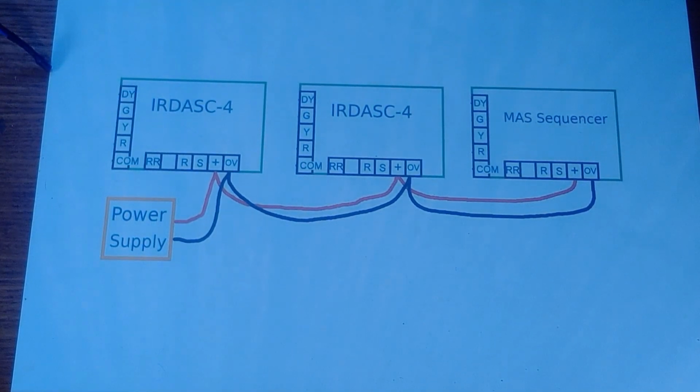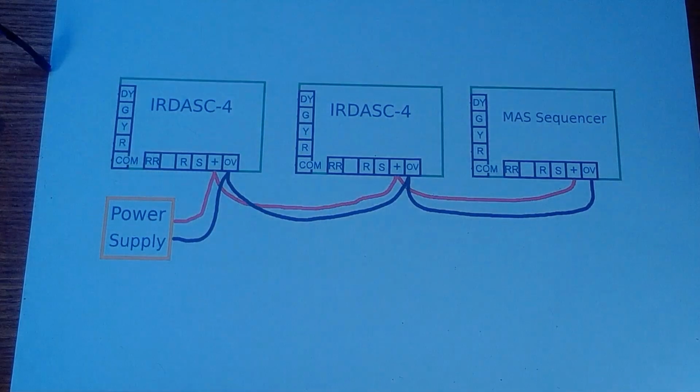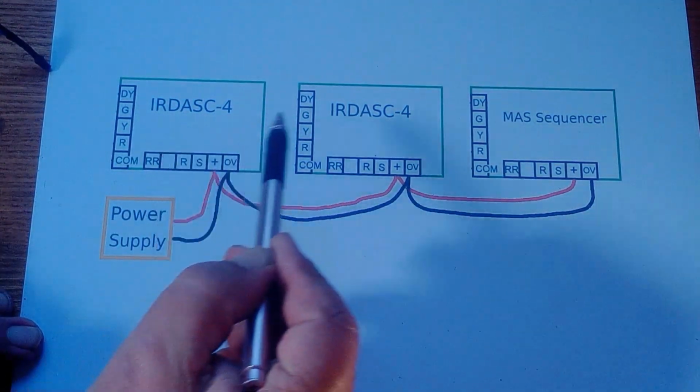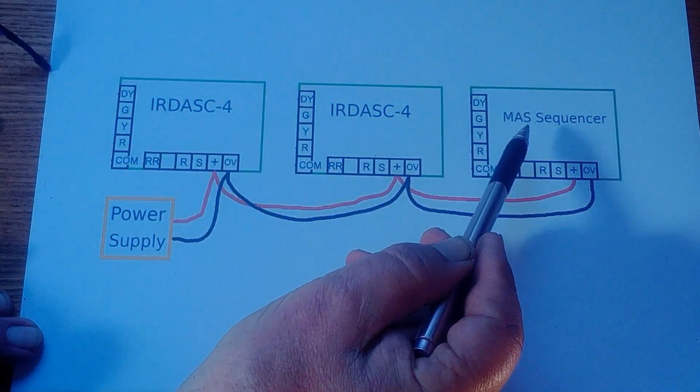This video is to show how simple it is to wire three multi-aspect signals all along the same line. Each will change automatically as the train travels around. The signals can be 2, 3 or 4 aspect. This diagram shows our ADAS4 boards, our mass sequencer board.